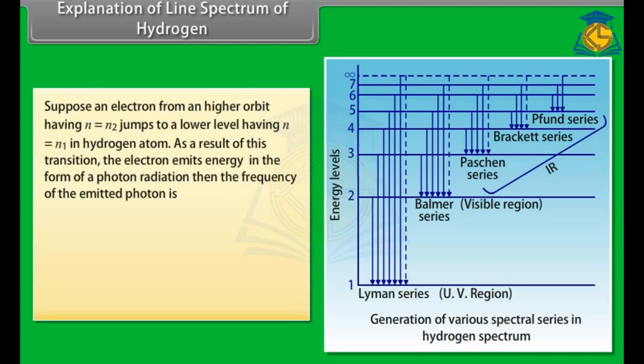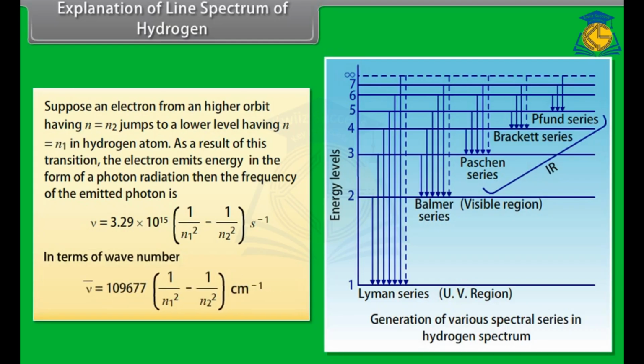Suppose an electron from a higher orbit having n is equal to n2 jumps to a lower energy level having n is equal to n1 in hydrogen atom. As a result of this transition, the electron emits energy in the form of a photon radiation. Then, the frequency of the emitted photon is, frequency is equal to 3.29 into 10 raised to the power 15 into 1 by n1 square minus 1 by n2 square per second. In terms of wave number, 109677 into 1 by n1 square minus 1 by n2 square per centimeter.